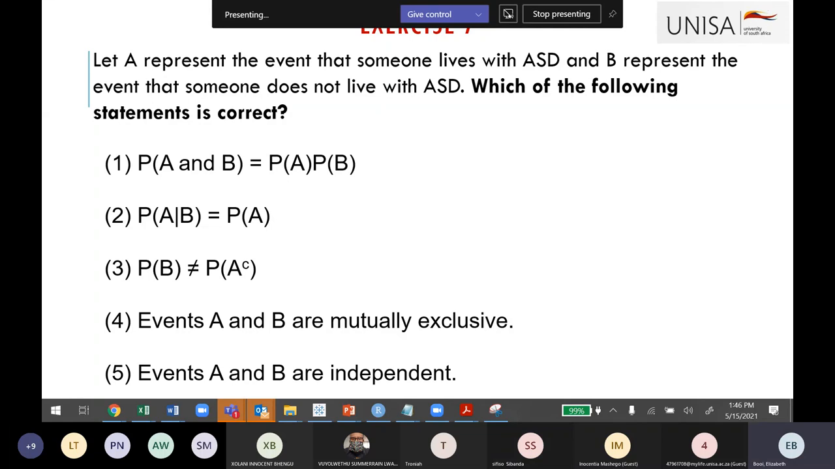Why are you saying it's not correct? It looks like you're adding them together. But here we're looking for the joint probability of A and B, where they both meet. So when you answer this question, you need to ask yourself the following: are A and B independent?